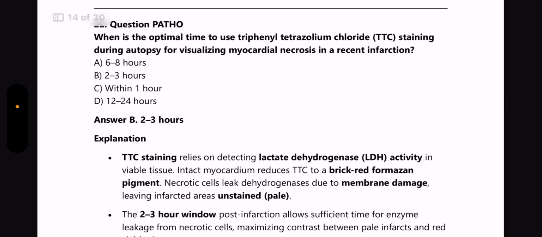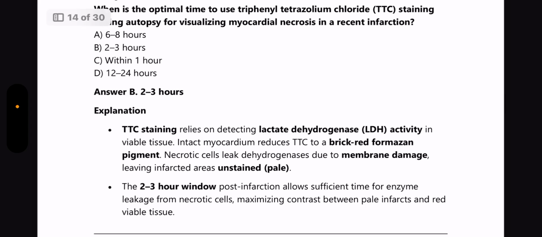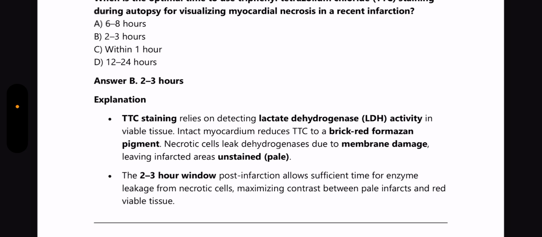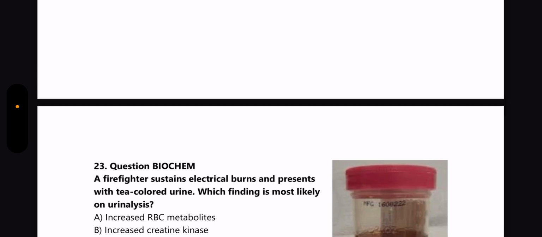Next question from Patho. When is the optimal time to use TTC, that is triphenyl tetrazolium chloride staining, during autopsy for visualizing myocardial necrosis in a recent infarction? Answer is 2 to 3 hours. So TTC staining relies on detecting the LDH activity in the viable tissue. Intact myocardium reduces the TTC to a brick red formazan pigment. Necrotic cells leak dehydrogenases due to membrane damage, leaving the infarcted areas unstained, that is pale. The 2 to 3 hour window post-infarction allows sufficient time for enzyme leakage from necrotic cells, maximizing the contrast between pale infarcts and red viable tissue.